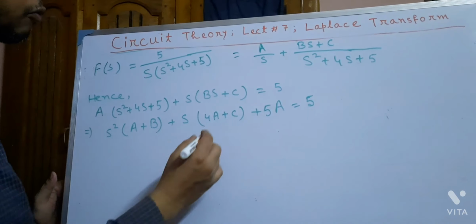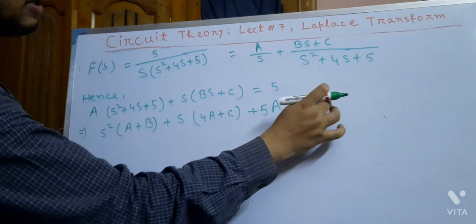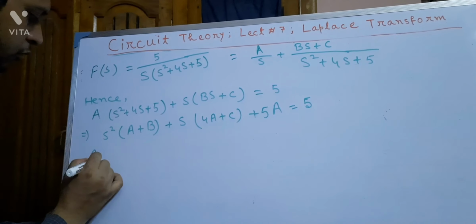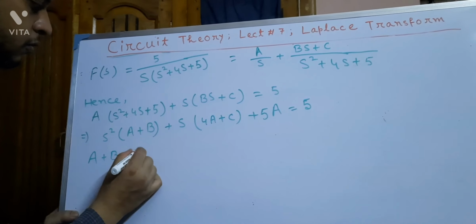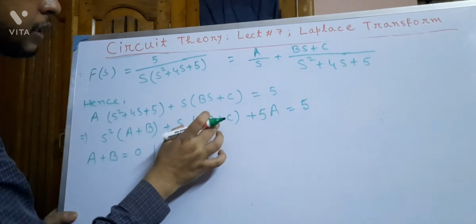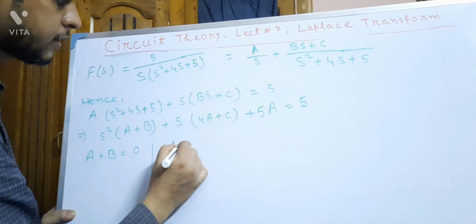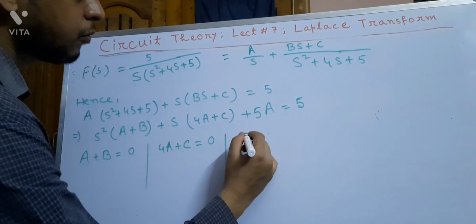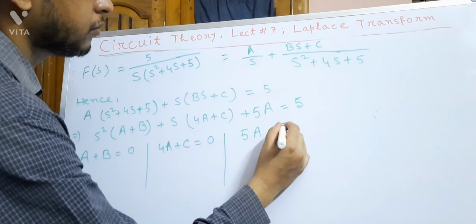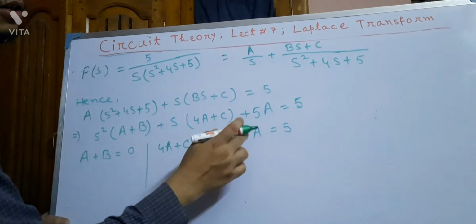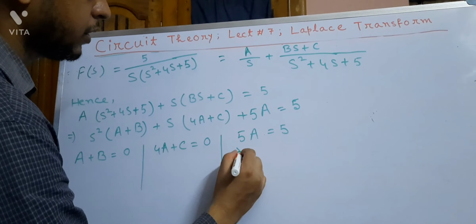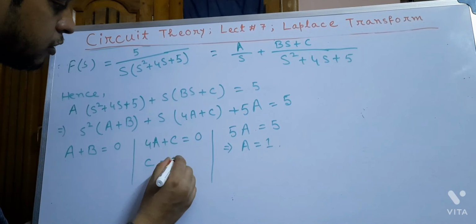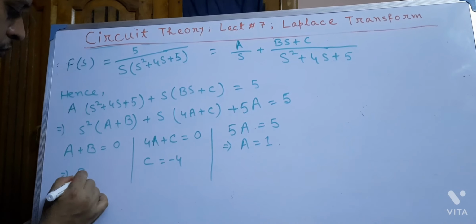Now compare the coefficient of s square. Here the coefficient of s square is equal to 0, and here it equals a plus b. So a plus b is equal to 0. Now the coefficient of s here is 4a plus c, and here the coefficient of s is equal to 0. Now the constant term here is 5a and the constant term here is 5. So 5a equal to 5, and so a equal to 1. If a equal to 1, then c equal to minus 4 and b equal to minus 1.